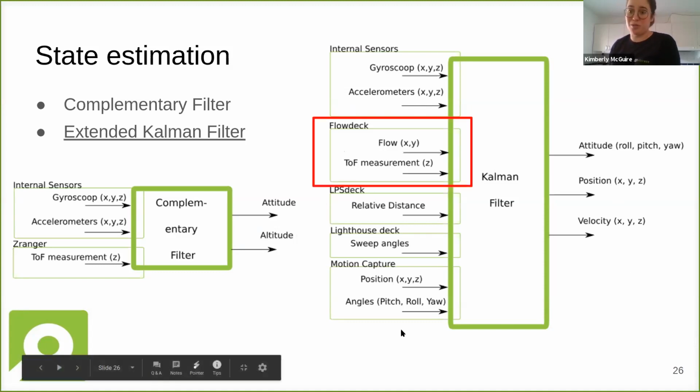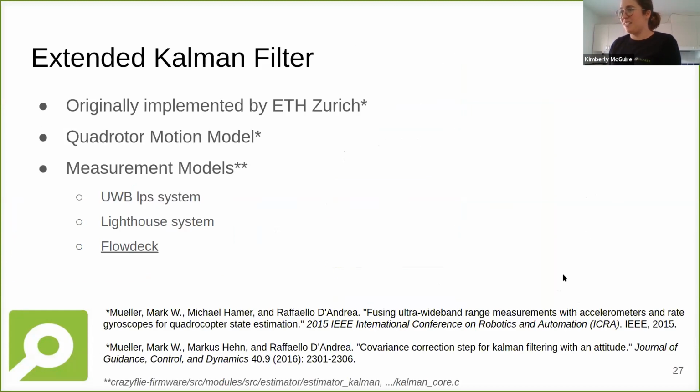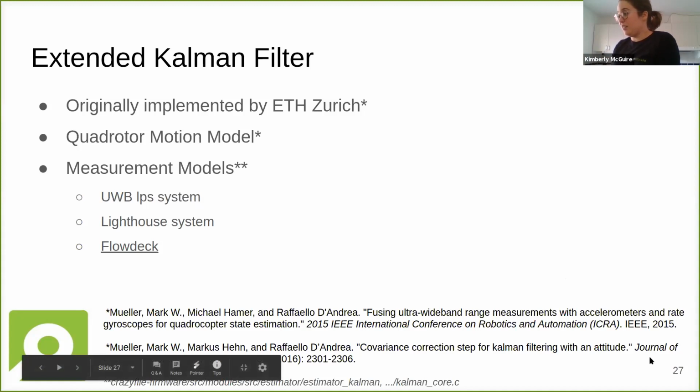So of course we're going to mostly focus on this one: how the Flowdeck sensor data is transformed into the state estimation. So just some details. I'm not going to go into the extended Kalman filter because, as I've already said before, this is something that you guys already had in the lecture, so you should know what it is. But I'm going to give you some data so you can have some background information when you want to read up. So it's originally implemented by ETH Zurich. So you have the references right here if you want to read up.